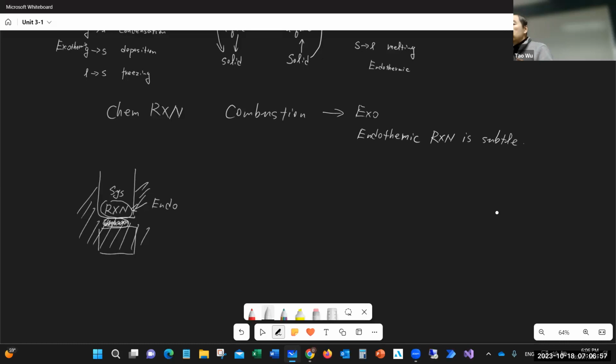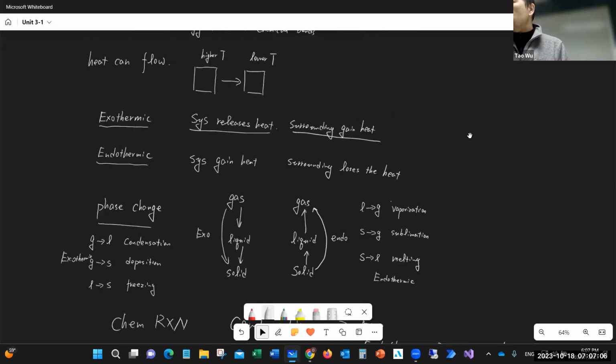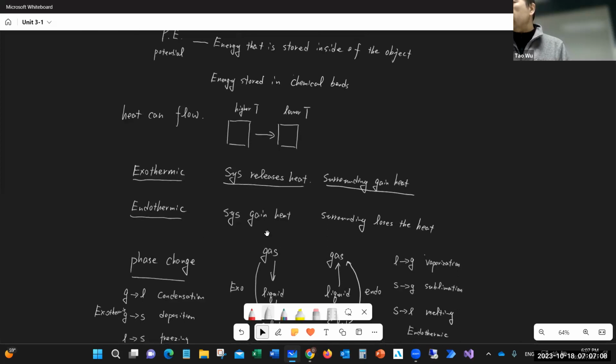Okay, that's it. So this is endothermic and exothermic. Hopefully you still understand this way. And remember, endothermic is the system gains the heat and the surrounding loses the heat. And exothermic is the system loses the heat and the surrounding gains the heat. Okay, so this is what happened.